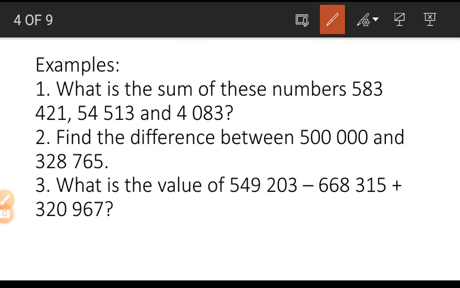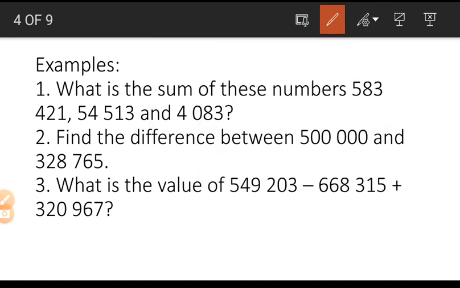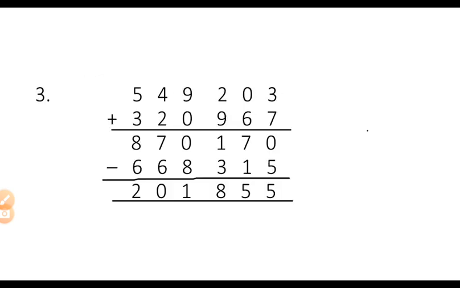So what we are going to do now is to deal with the plus and the number that comes after the plus, which is 320,967, and the 549,203. So we deal with the plus before the minus. Now let's go to the solution. Now you can see the arrangement for yourself. So the addition is done first.